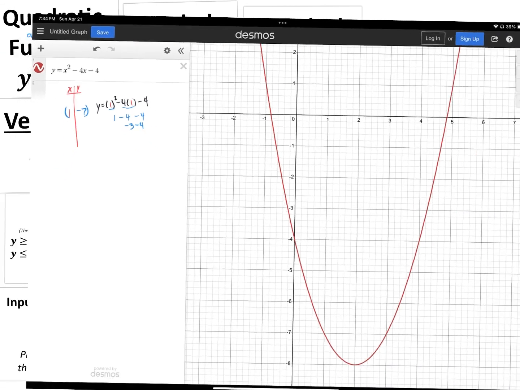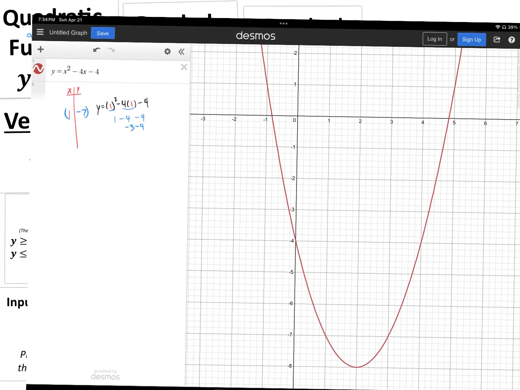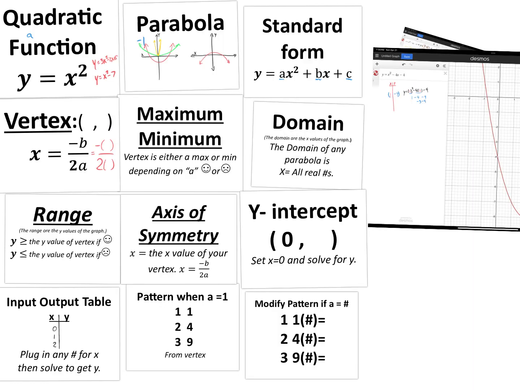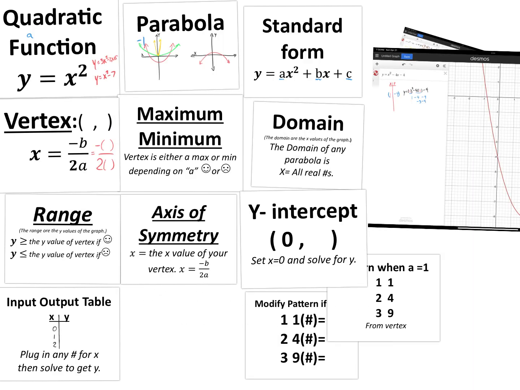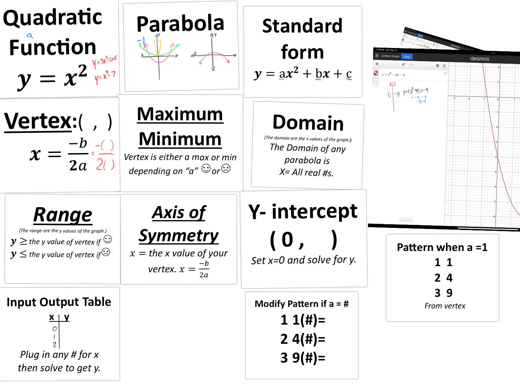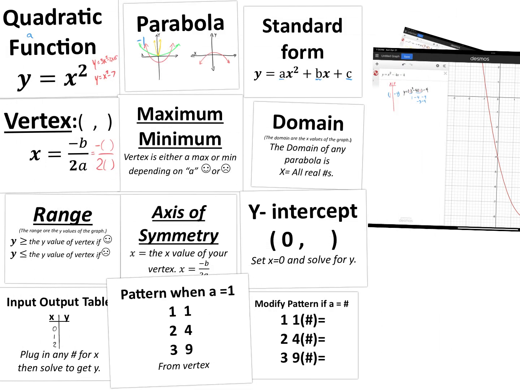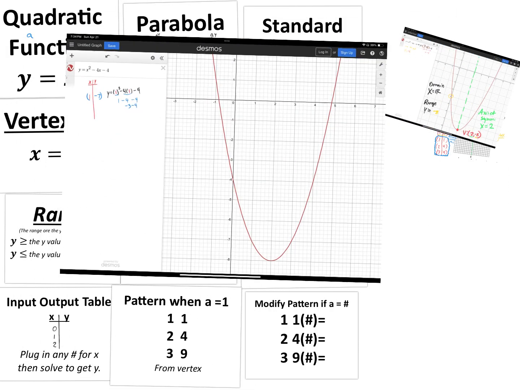So I could do all that work a bunch of times and get a bunch of coordinates and then graph my parabola. Or the better option would be to memorize the pattern 1, 1, 2, 4, 3, 9. This pattern can be used from the vertex if your a value is 1. And if your a value is not 1, all you got to do is modify it. Now, what do I mean by the pattern 1, 1, 2, 4, 3, 9 from the vertex? Let's go back to the graph that we were looking at right now.